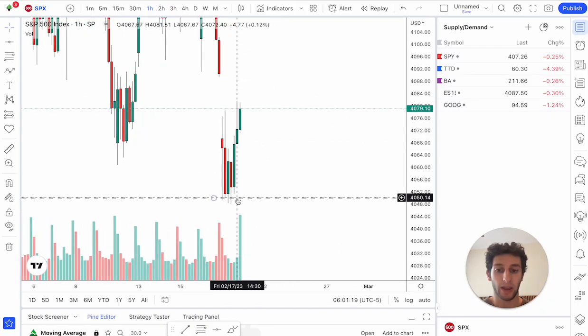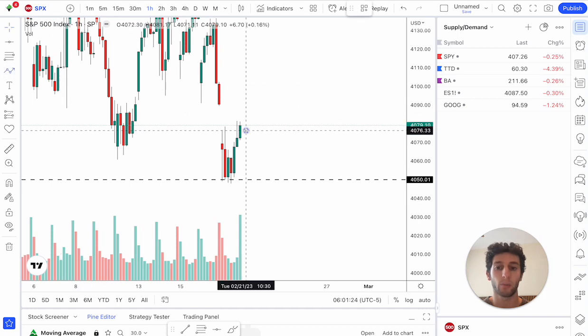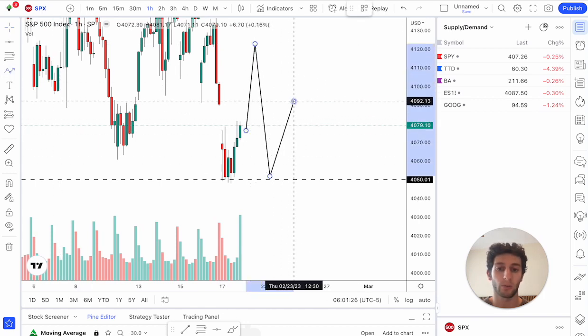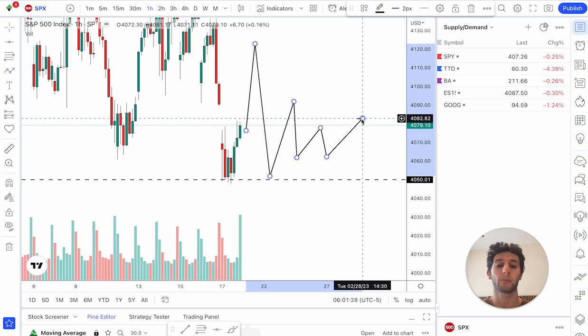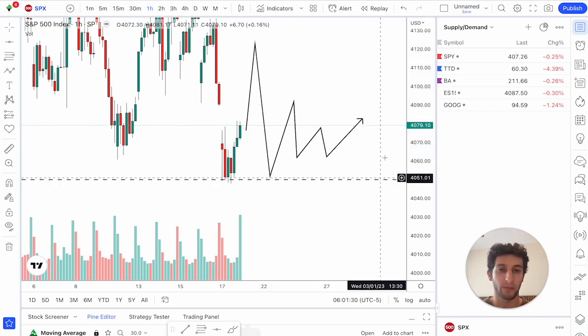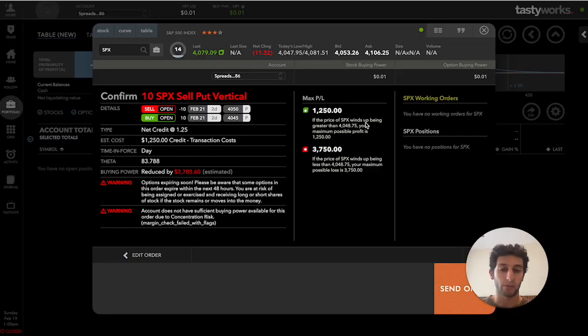So I technically already have a lot of wiggle room with this trade, right? Price can do whatever it wants. It can go all the way up here. It can go down. It can go sideways. Whatever it is, as long as price stays above this 4,050 level, I'm going to walk away with $1,250 in my pocket by the end of the day.